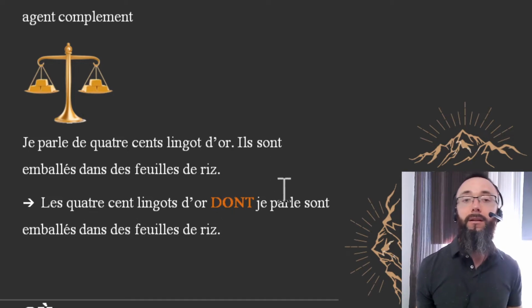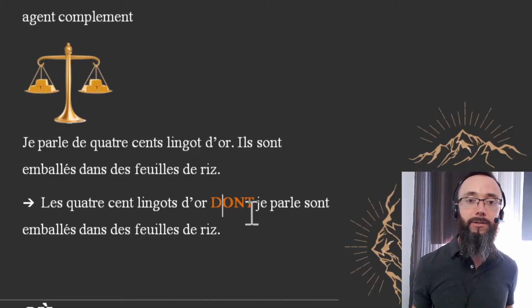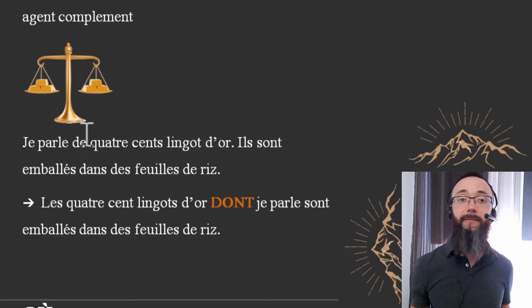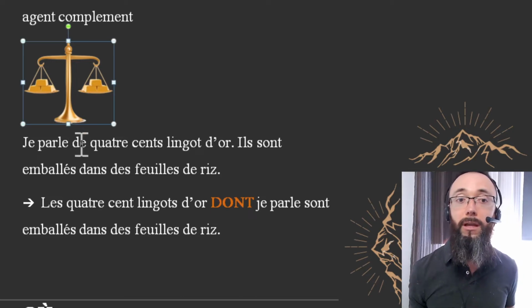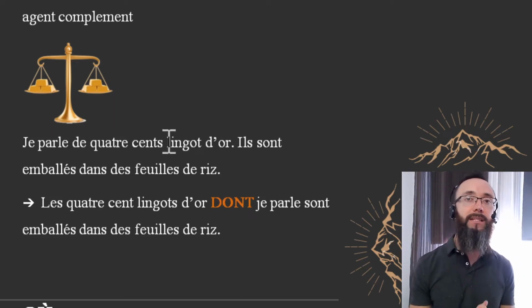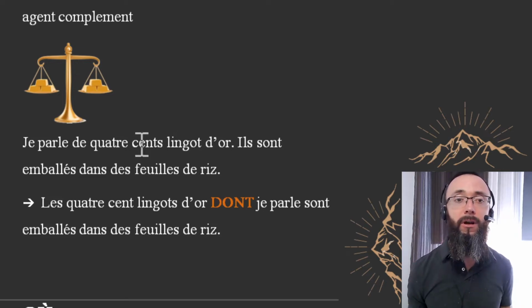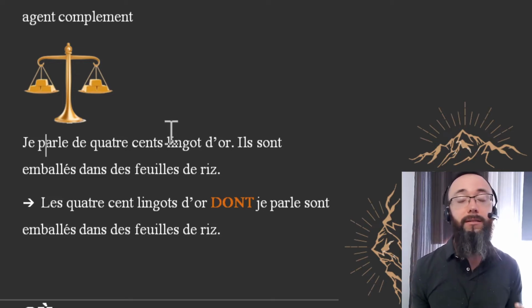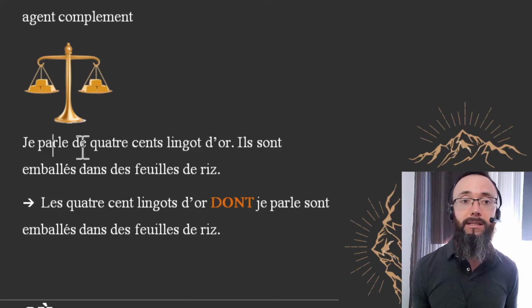And here, I often hear a mistake, people saying, well, then it should be que, right? Not dont. It doesn't work like that in French. Because here, you'll notice that after the verb, we have a preposition. The preposition is de. And you gotta watch out, really pay attention, special attention in French for the kind of verb that exists in the sentence.